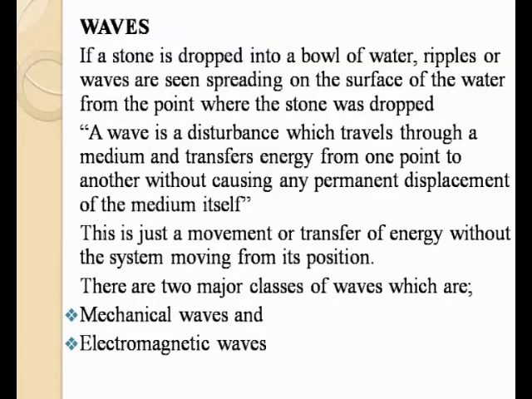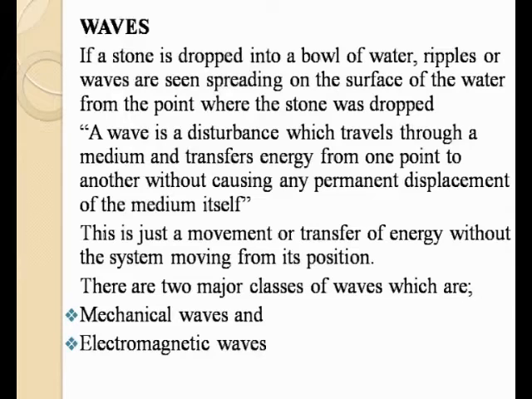Look at this. If a stone is dropped into a bowl of water, you definitely see ripples or waves being seen to spread out on the surface of that water from the point where the stone actually dropped. Good. Now, what is wave? A wave is a disturbance which travels through a medium and transfers energy from one point to another without causing any permanent displacement of the medium itself.